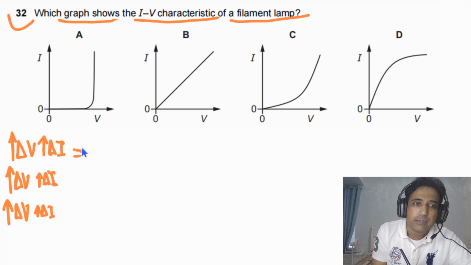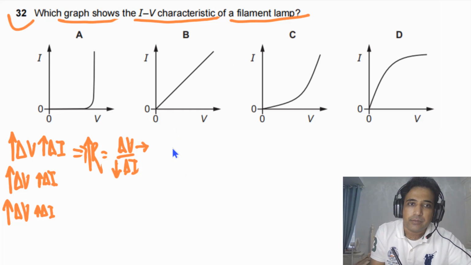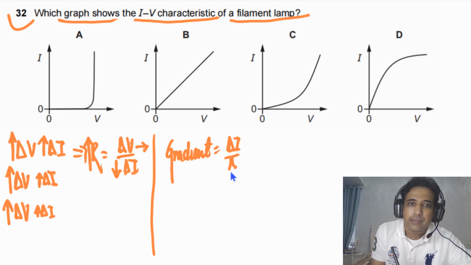So what this is telling us is that R is equal to delta V by delta I. For the same increase in PD, the increase in I is getting smaller. It means the resistance of the filament lamp increases with increase in PD. So how can we find the resistance? In this case, if you look at the gradient, it is equal to delta I by delta V. It means this is equal to 1 over resistance. So resistance from here will be equal to 1 over gradient.